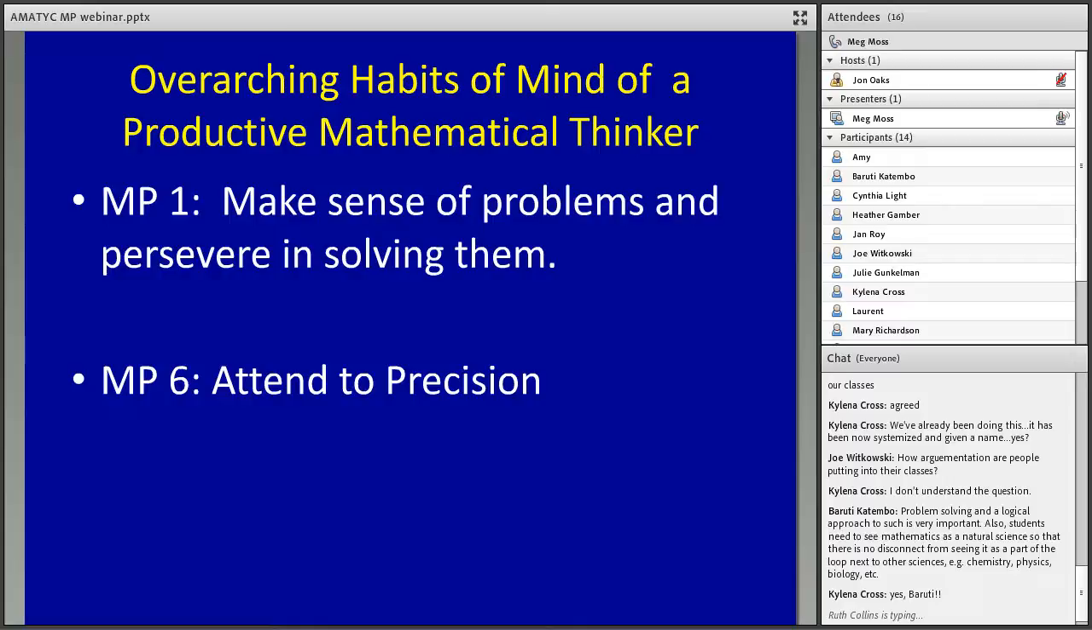Yeah, nice comment, Brenda. Okay. So overarching habits of mind of a productive mathematical thinker. So we've got the first one, which says make sense of problems and persevere in solving them. And MP6 is called attend to precision.